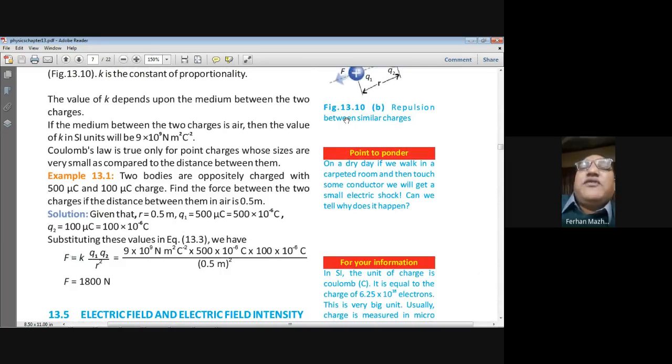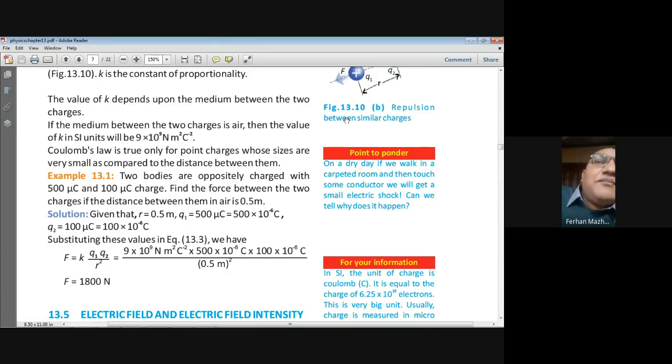The value of K depends upon the medium between the two charges. If the medium between the two charges is air, then the value of K in SI units will be, you will use this K value when you are in your A levels. But just remember this number: 9 x 10^9 Newton meter square per Coulomb square. Coulomb's law is true only for point charges whose sizes are very small compared to the distance between them.